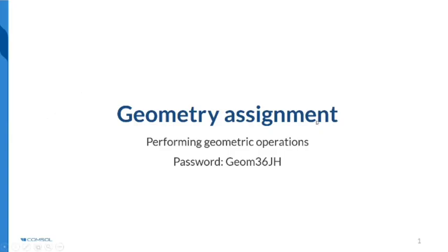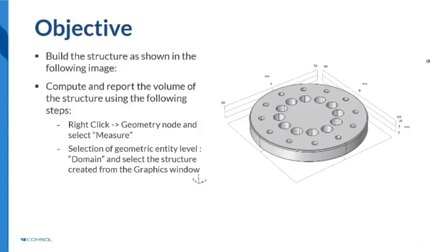So for the geometry assignment, this is the password. Anushka will also share this password when she shares the recordings with you. But before that, if you want to access the assignment question, please note down this password: GOM, G is capital, 36, JH. Both J and H are capital. This will also be shared with you separately.